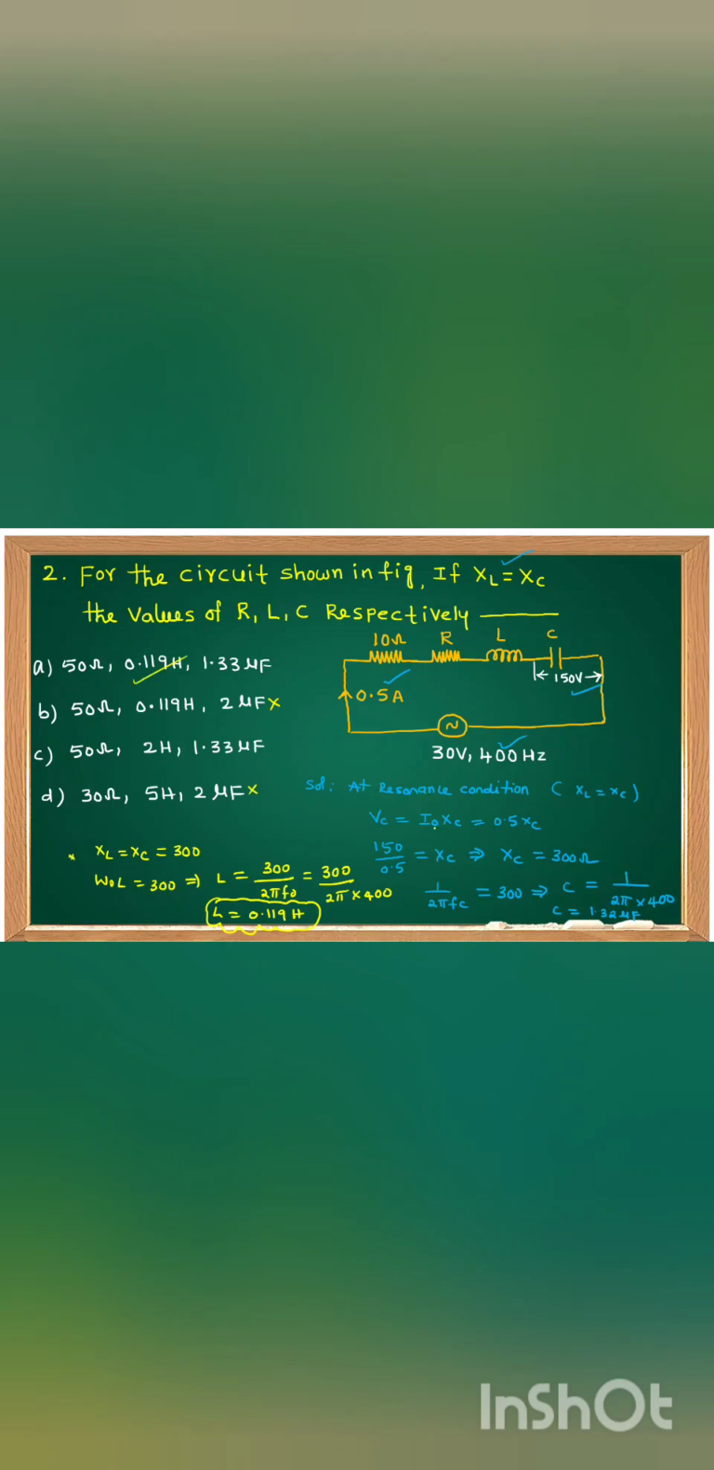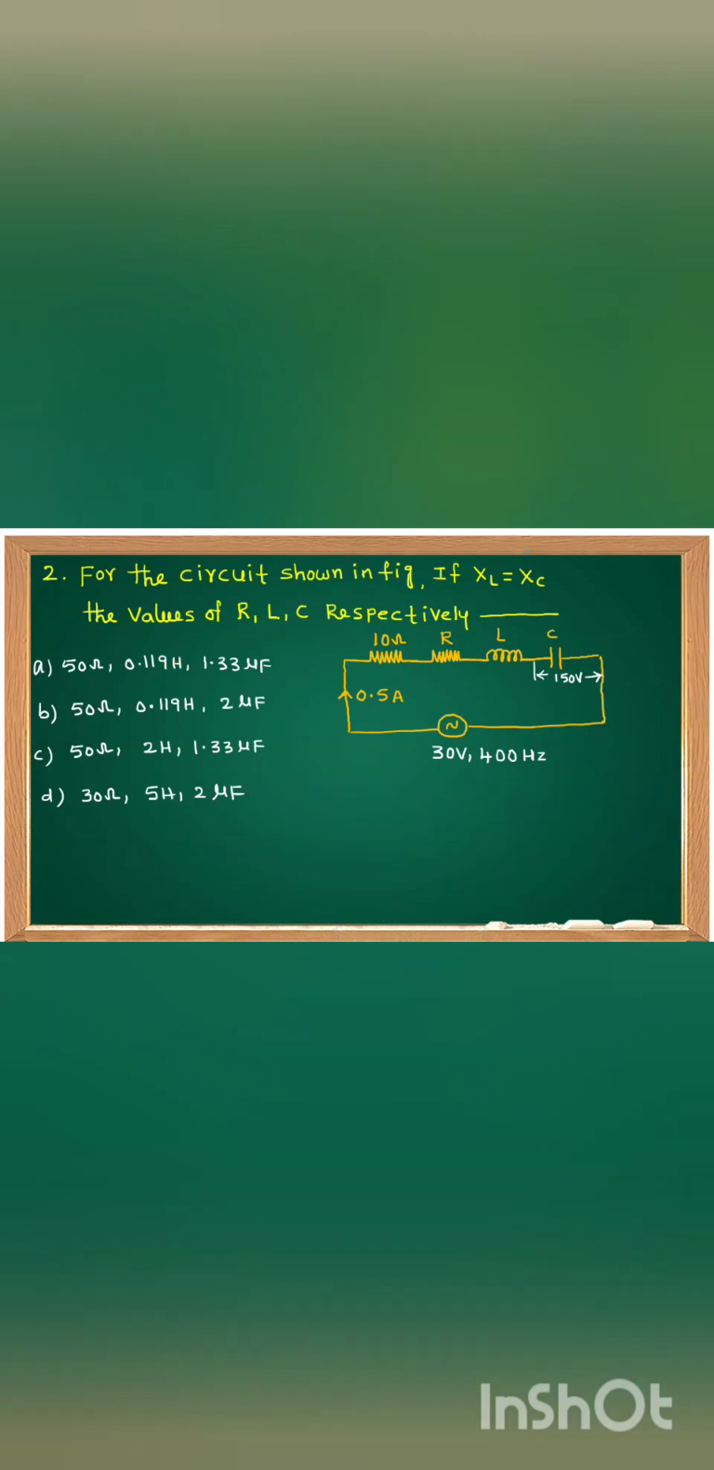At resonance condition, we know that I naught equal to V by R equivalent. R equivalent: here two resistances are given, R plus 10. Then what is R plus 10 equal to? 30 by I naught, which is 0.5. This is equal to 60. Then what is R equal to? 50 ohms. So two resistances are there now, that's why I'm adding. I naught equal to V by R equivalent. Then R equal to 50 ohms. That is option A, the right answer. Apply all the formulas of resonance condition, and we get the answer.